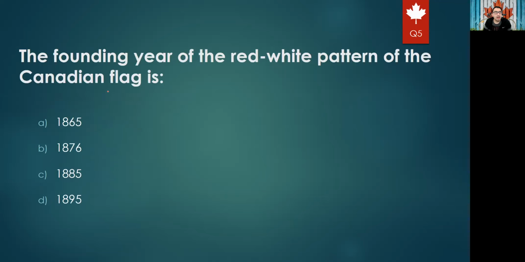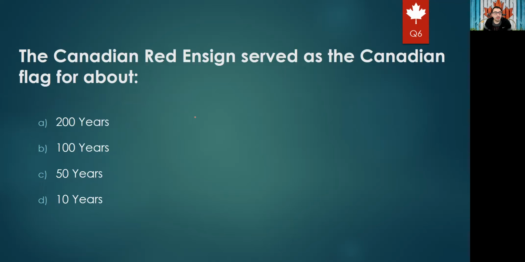The next question: the founding year of the red, white button of the Canadian flag is 1865, 1876, 1885, or 1895. The right answer is B, 1876.